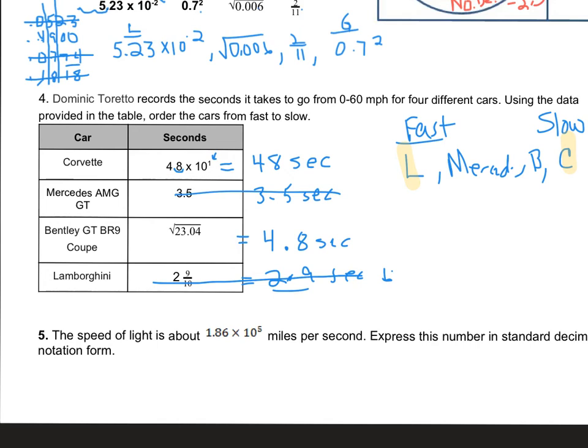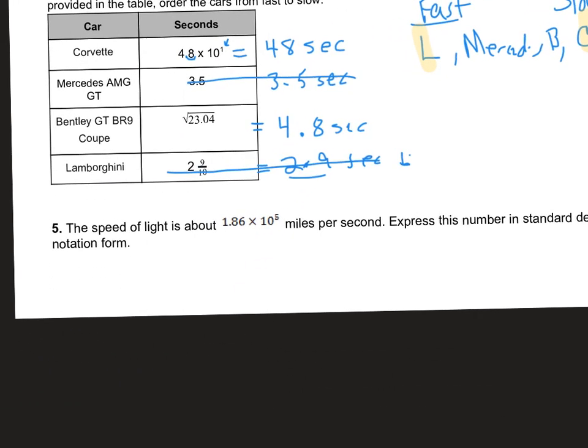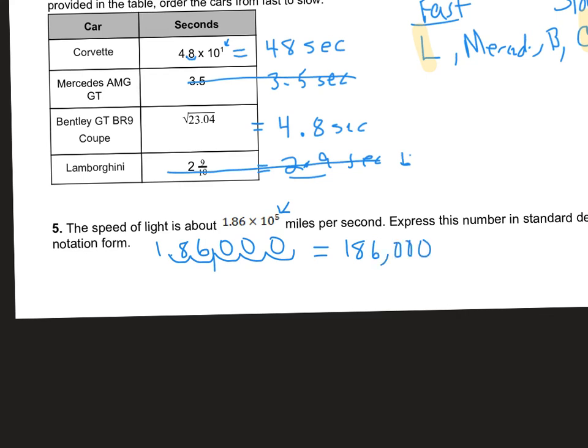Let's go ahead and convert now the speed of light. It's about 1.86 times 10 to the fifth miles per second, so we've got to convert that to standard form. I know that that's a positive exponent, which tells me that's going to be a large value. So therefore, it must get larger than 1.86. I'm multiplying by a power of 10. 1, 2, 3, 4, 5. Go ahead and add your commas based on the place value. And that is standard notation, 186,000 miles per second.